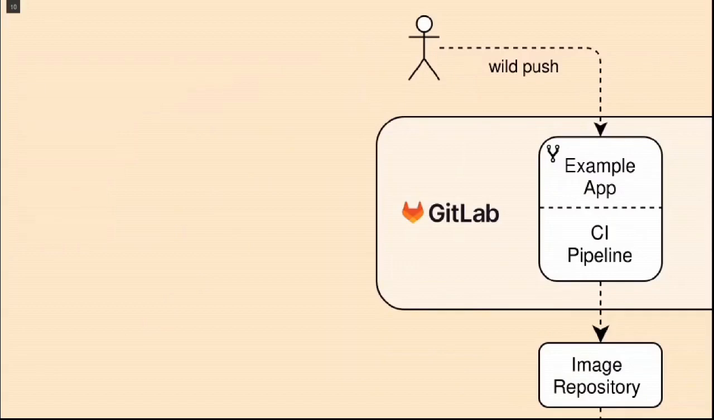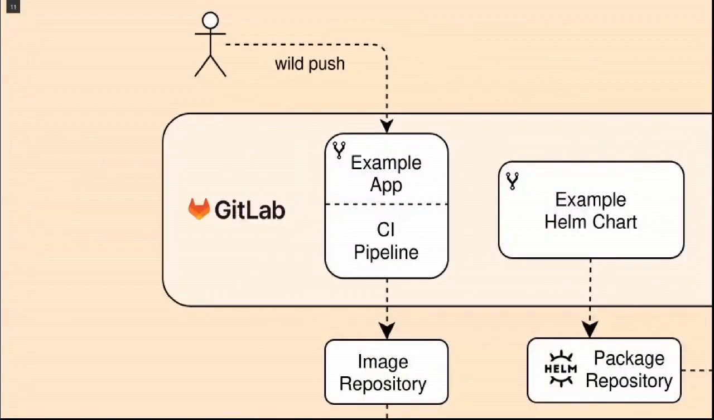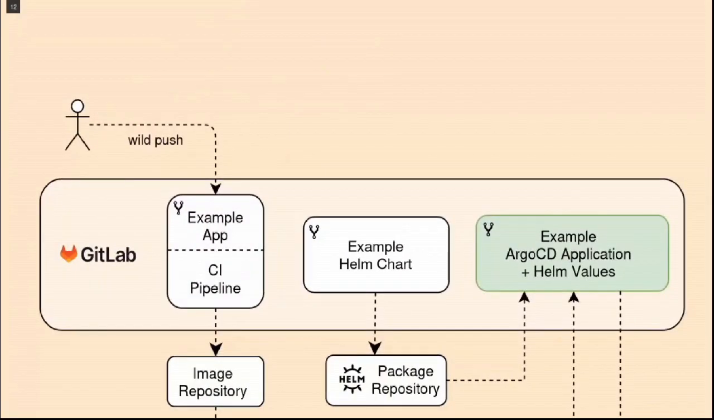There is a push to this application repository, and this push can trigger a CI pipeline. We use GitLab CI, and in this pipeline, we build new images and push them to the image repository. All the resources for the application we define in a Helm chart, which sits in another repository. And there is yet another repository.